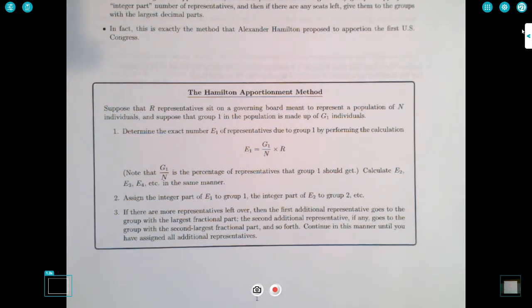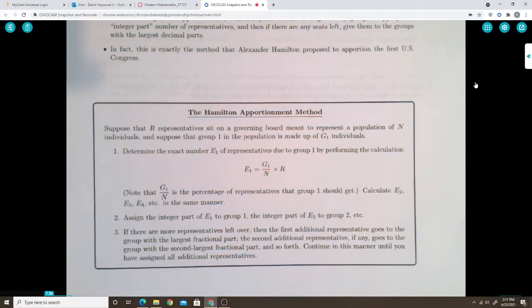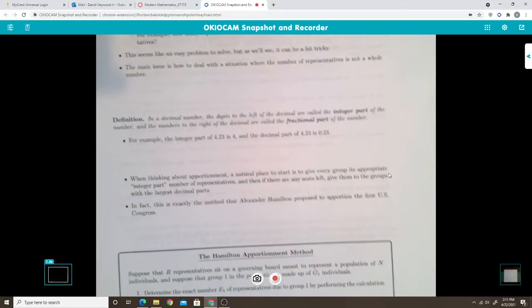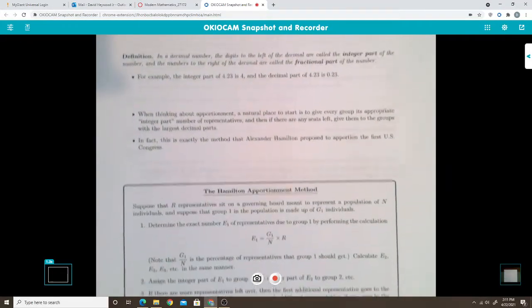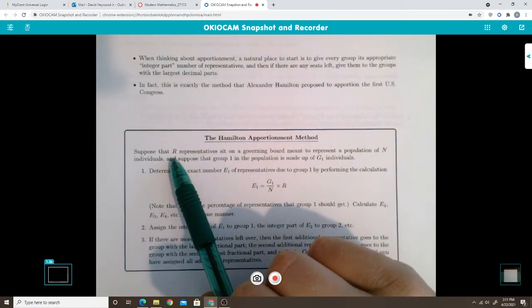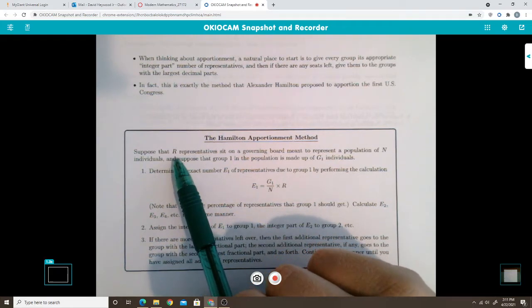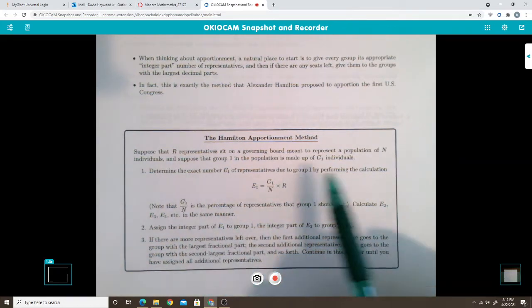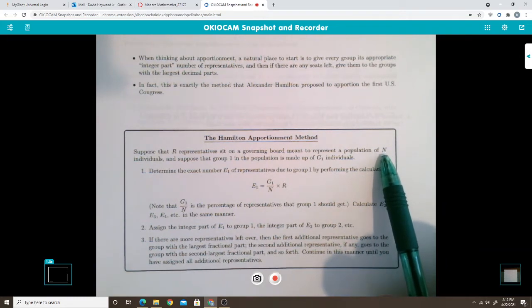There's somewhere in the neighborhood of 300 million Americans, right? And we have, oh, this is embarrassing. I don't remember how many members of the House of Representatives we currently have. Let me pause the video and look it up real quick. 435. If you knew that, bonus points to you. Anyway, 435. So the U.S. House of Representatives has 435 seats, so R would be 435. The United States in total has about 300 million people, so N would be 300 million.